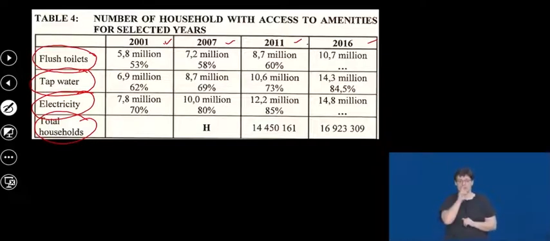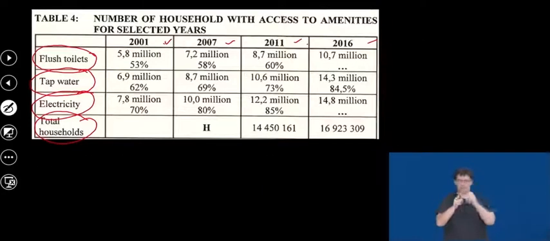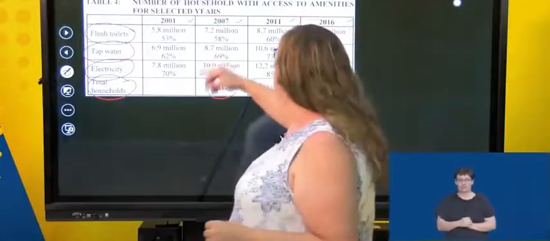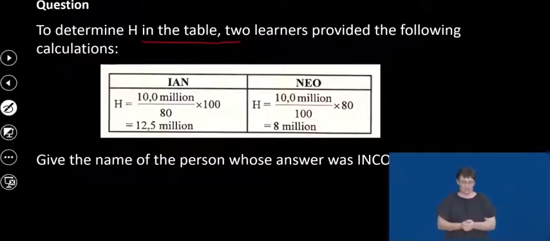Let's see, now that we've analyzed that, what kind of questions we have. So the first question is, determine H in the table. Two learners provide the following calculation. So let's go back and see what H was. So H is the total households for 2007. And we want to know what that total is. Remember that you can't just add these up because some things have been left off. So for our totals, we're going to look at our percentages.